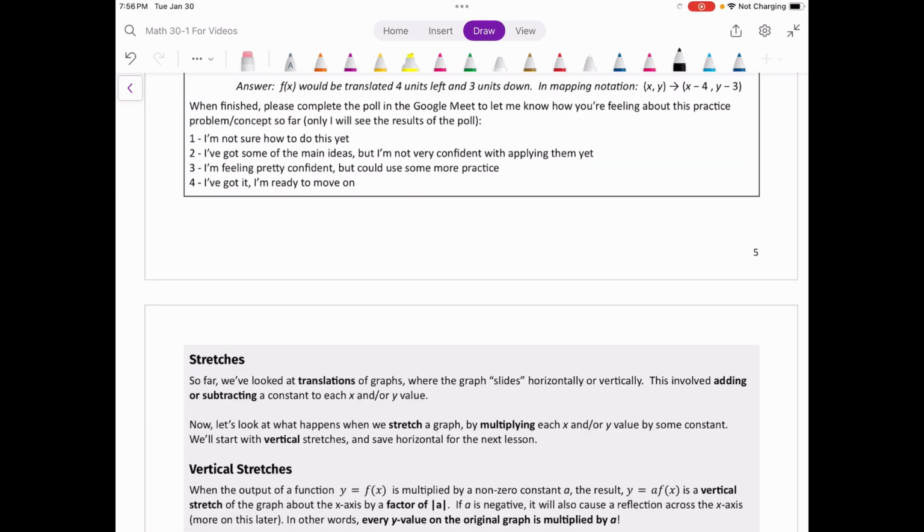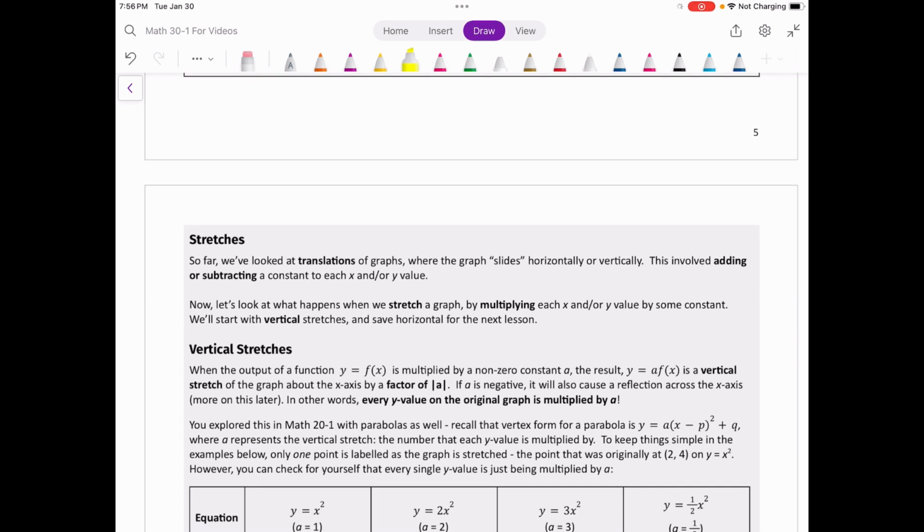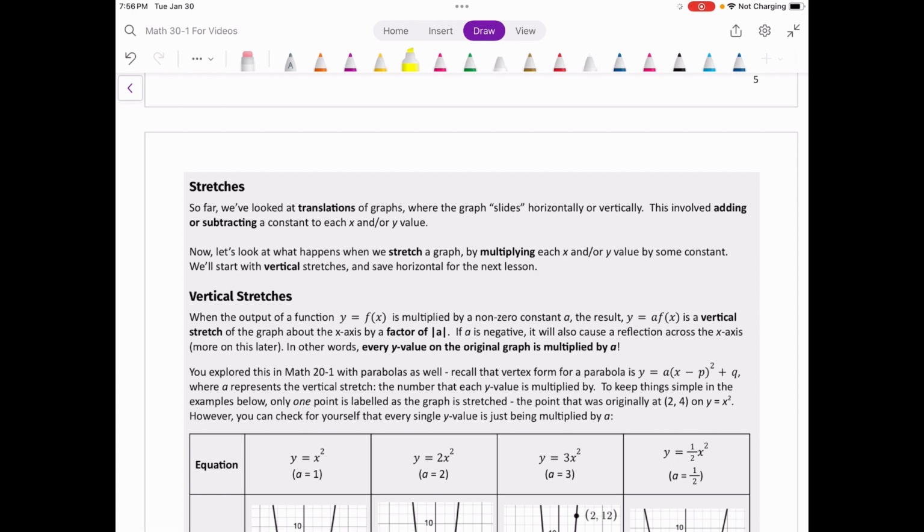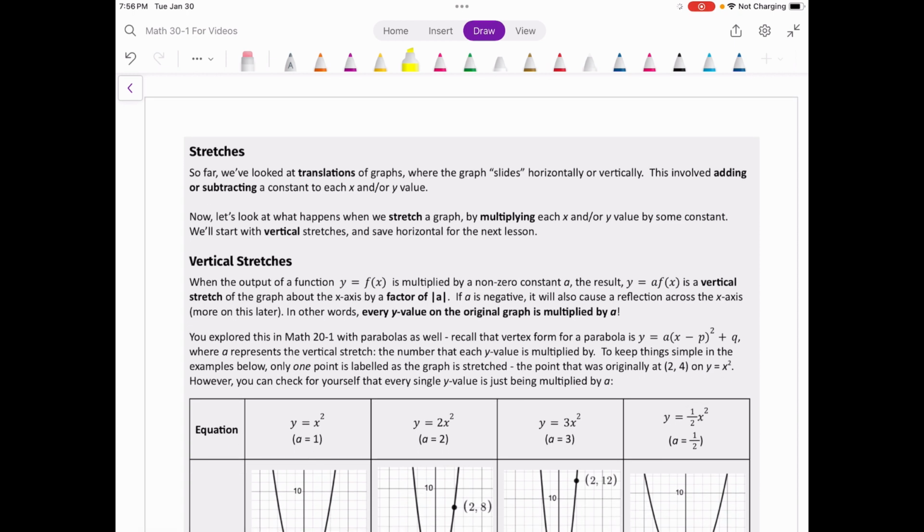Okay, so now let's keep moving on this path of looking at transforming graphs. We've kind of talked about translating them, sliding them, okay? We're going to talk now about stretching them. Something, again, that you did in Math 20. We'll actually start out with a Math 20 kind of example here.